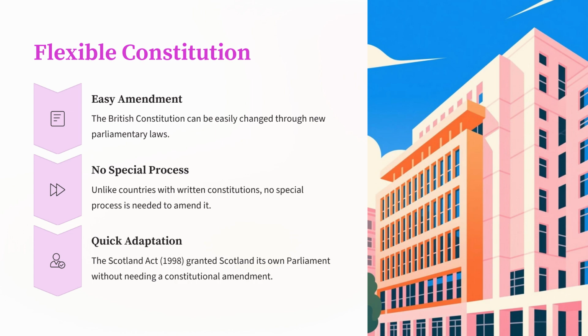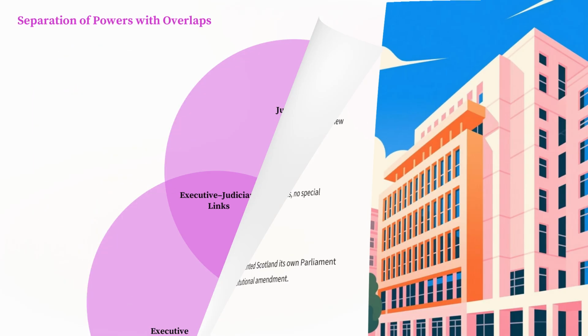Flexible Constitution. Easy amendment. The British Constitution can be easily changed through new parliamentary laws. No special process. Unlike countries with written constitutions, no special process is needed to amend it. Quick adaptation. The Scotland Act 1998 granted Scotland its own parliament without needing a constitutional amendment.